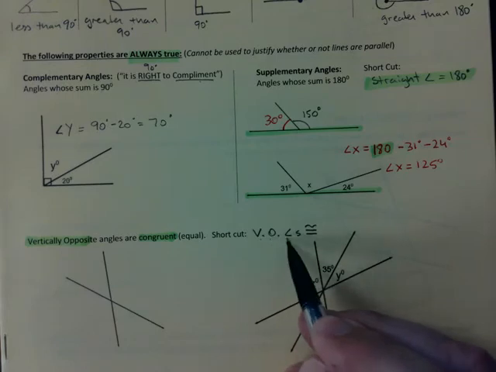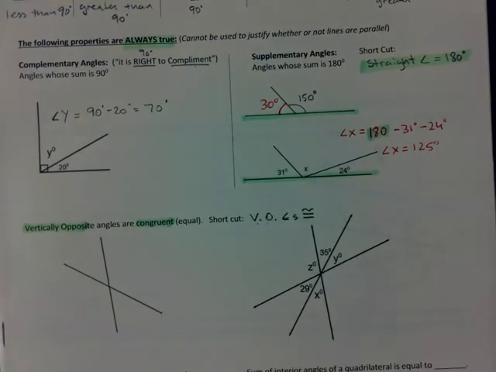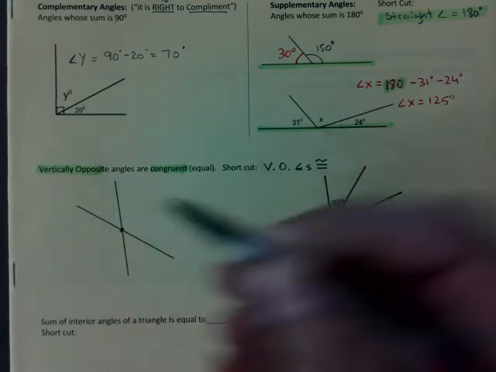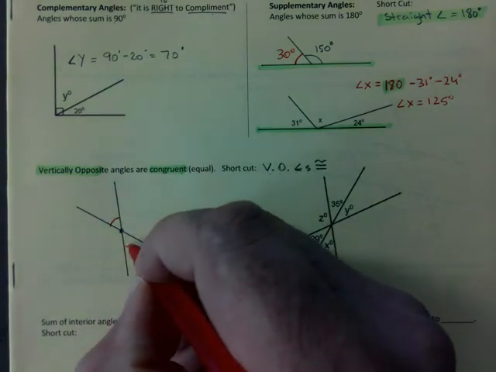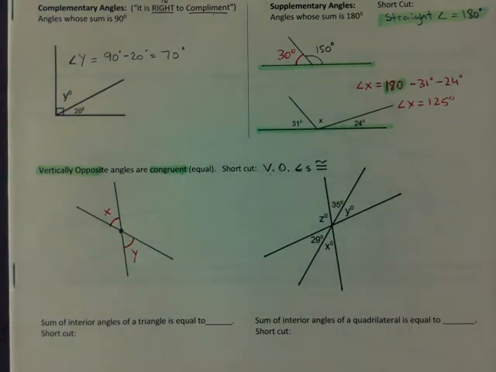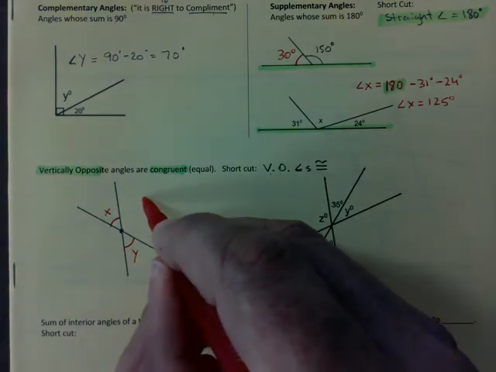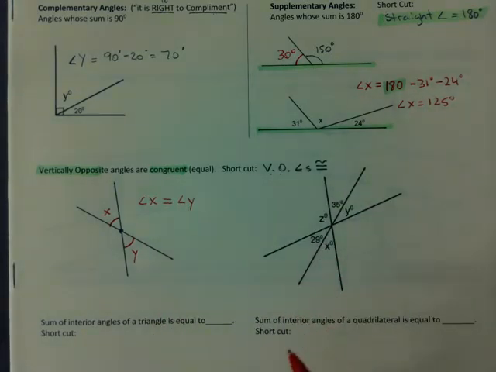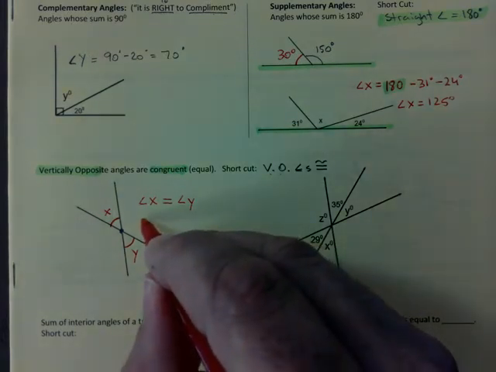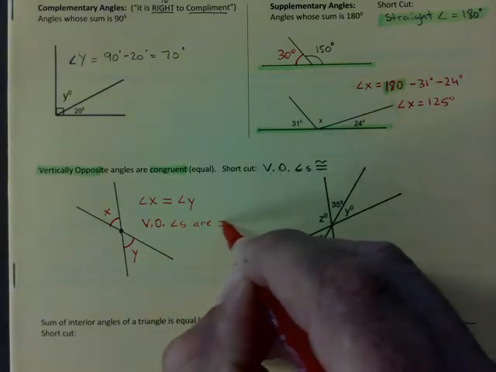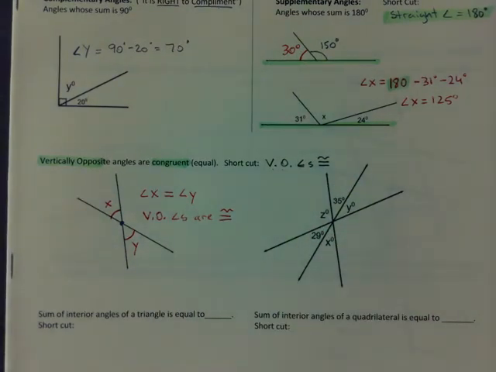So shortcuts, vertically opposite angles are congruent. That's what I call that. And so in this case, when two lines meet like this, let's put a dot right there at the center. This angle right here would be vertically opposite to that one right there. So let's call this X and Y, okay? So angle X is going to be exactly the same as angle Y. And why is that? Because vertically opposite angles are congruent. Okay, so that's my explanation as to why I say that.